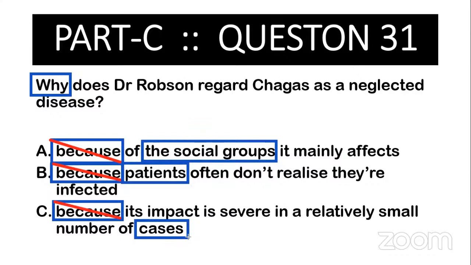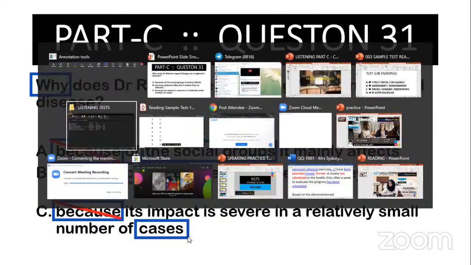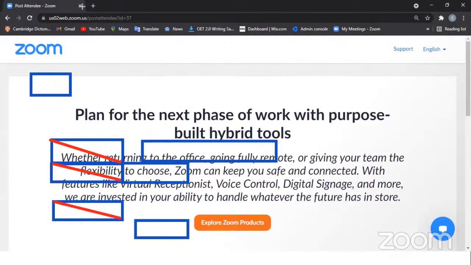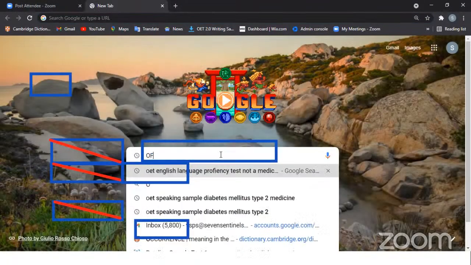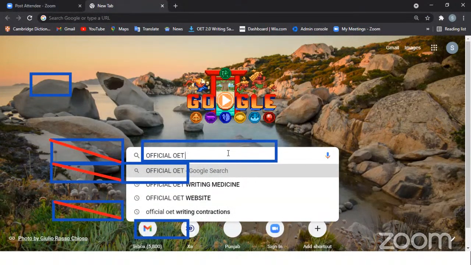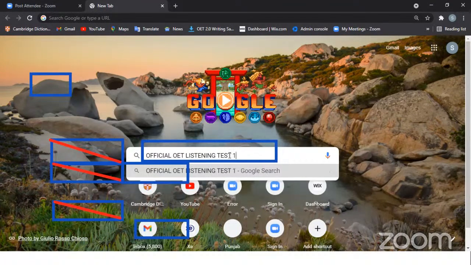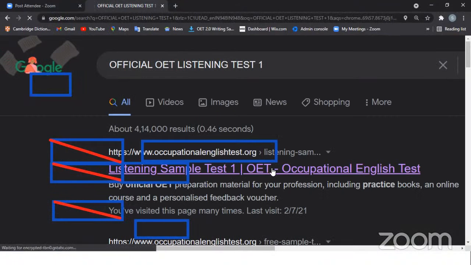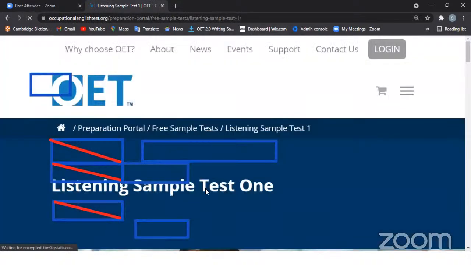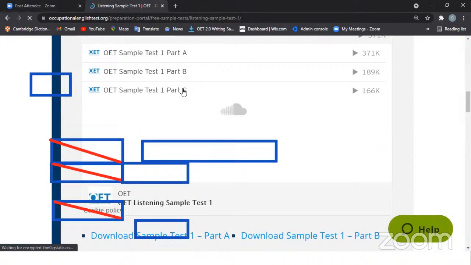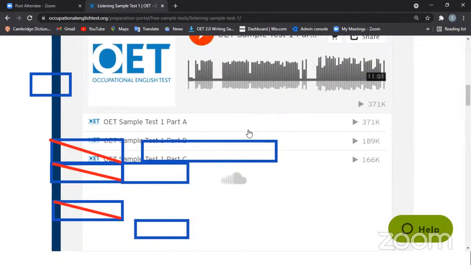Now we are going to listen to this particular part. We'll see question after question. Okay. Sample test 1.